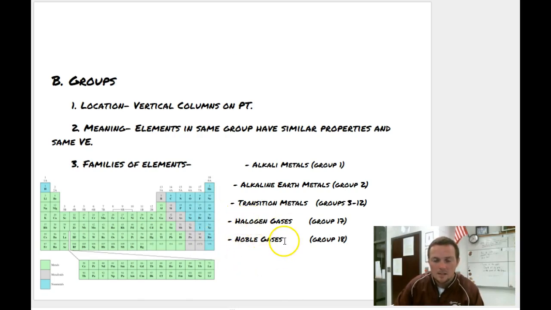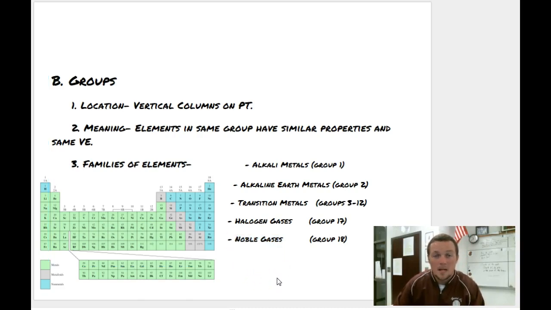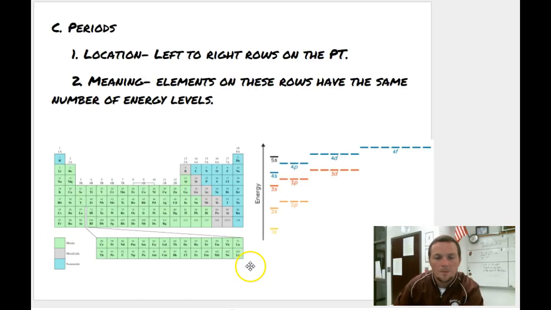The noble gases, they are stable. They don't need any more valence electrons. They don't need to lose or gain valence electrons. They're good. And so they don't really bond a lot of times with things. Sometimes it happens, but not a lot of times. Okay. All right.